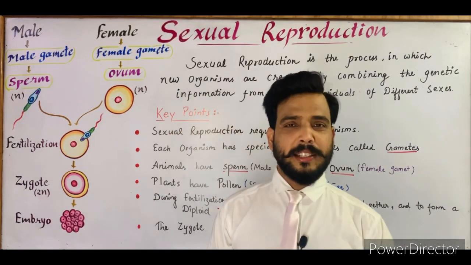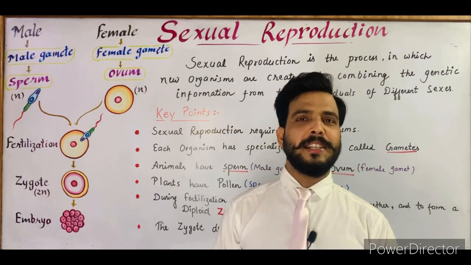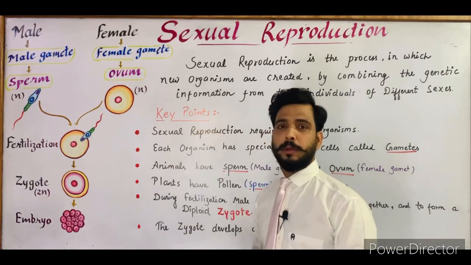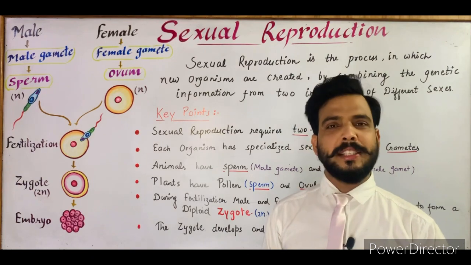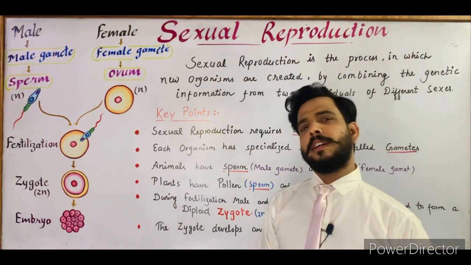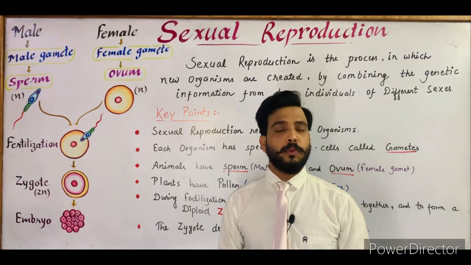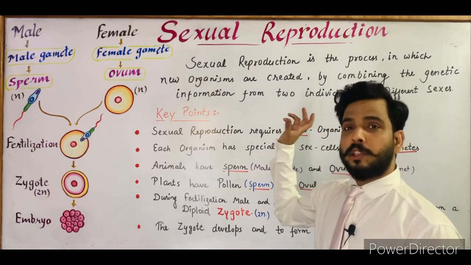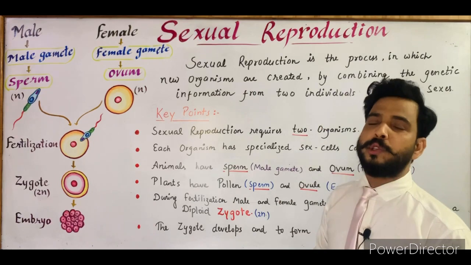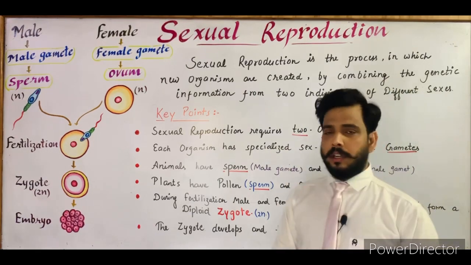So students, in this class of biology, today I am going to start your new topic, that is sexual reproduction. As you know, currently I am making all my videos for my 12th students. In my last videos, I started a new chapter, chapter number 1, Reproduction in Organism. In this lecture, I will describe the topic sexual reproduction of chapter number 1. So let's start the video.